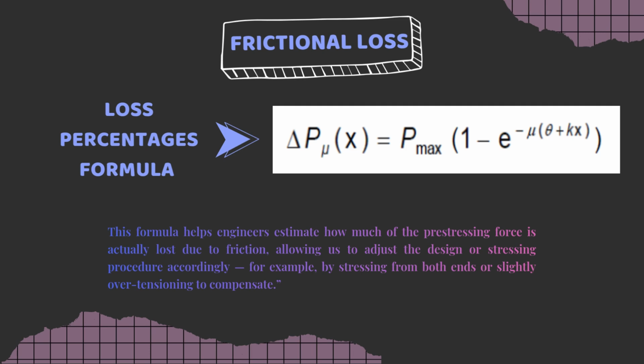For a straight tendon, theta equals 0, so only the wobble effect contributes. But for the curved profile, both factors work together and the loss can be a few percent, between 1 to 3%. So this formula helps engineers estimate how much of the prestressing force is actually lost due to friction, allowing us to adjust the design or stressing procedure accordingly. For example, by stressing from both ends or slightly over-tensioning to compensate.